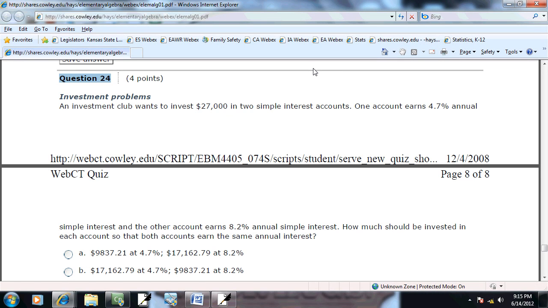Let's take a look at problem number 24. It says an investment club wants to invest $27,000 in two simple interest accounts. One account earns 4.7% interest and the other earns 8.2%. How much should be invested in each account so that both accounts earn the same annual interest?